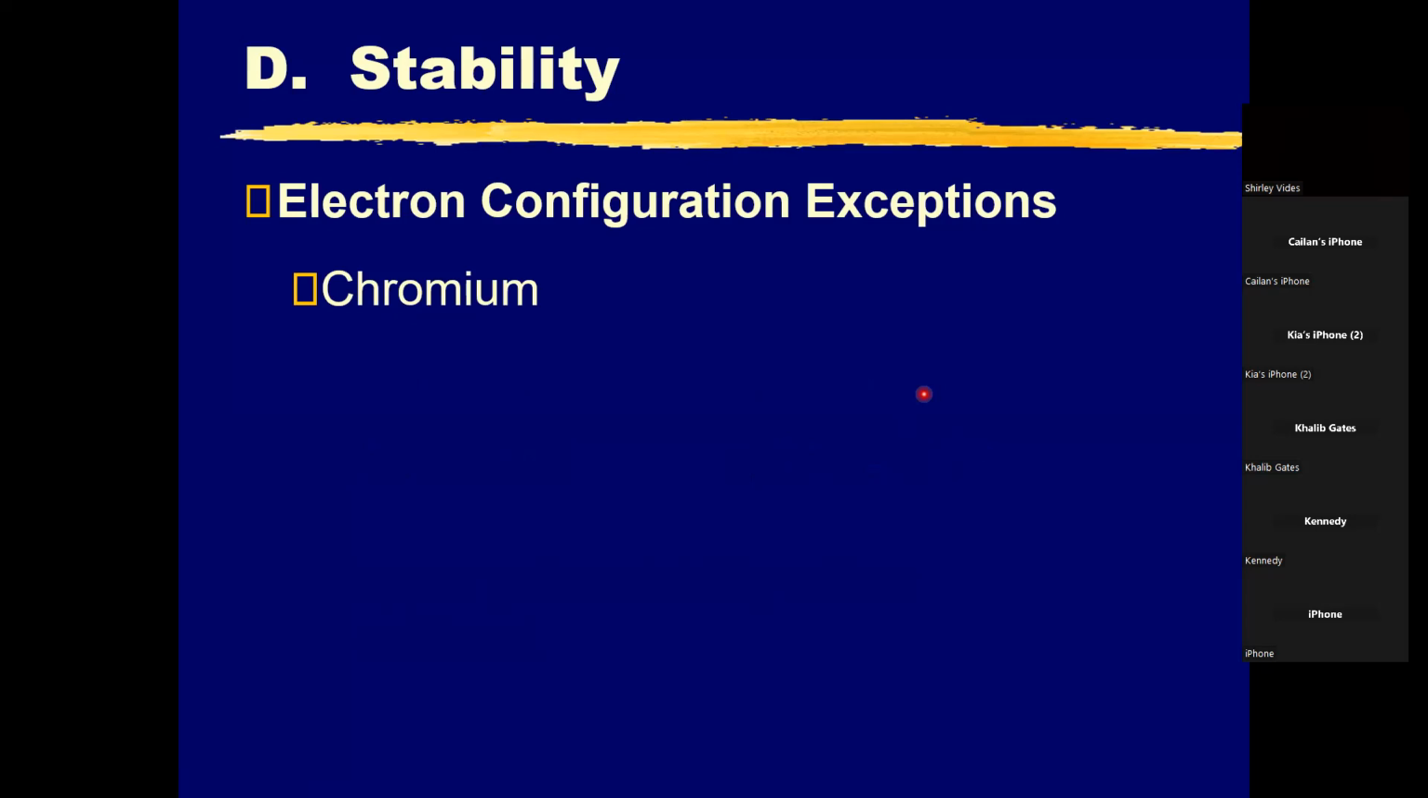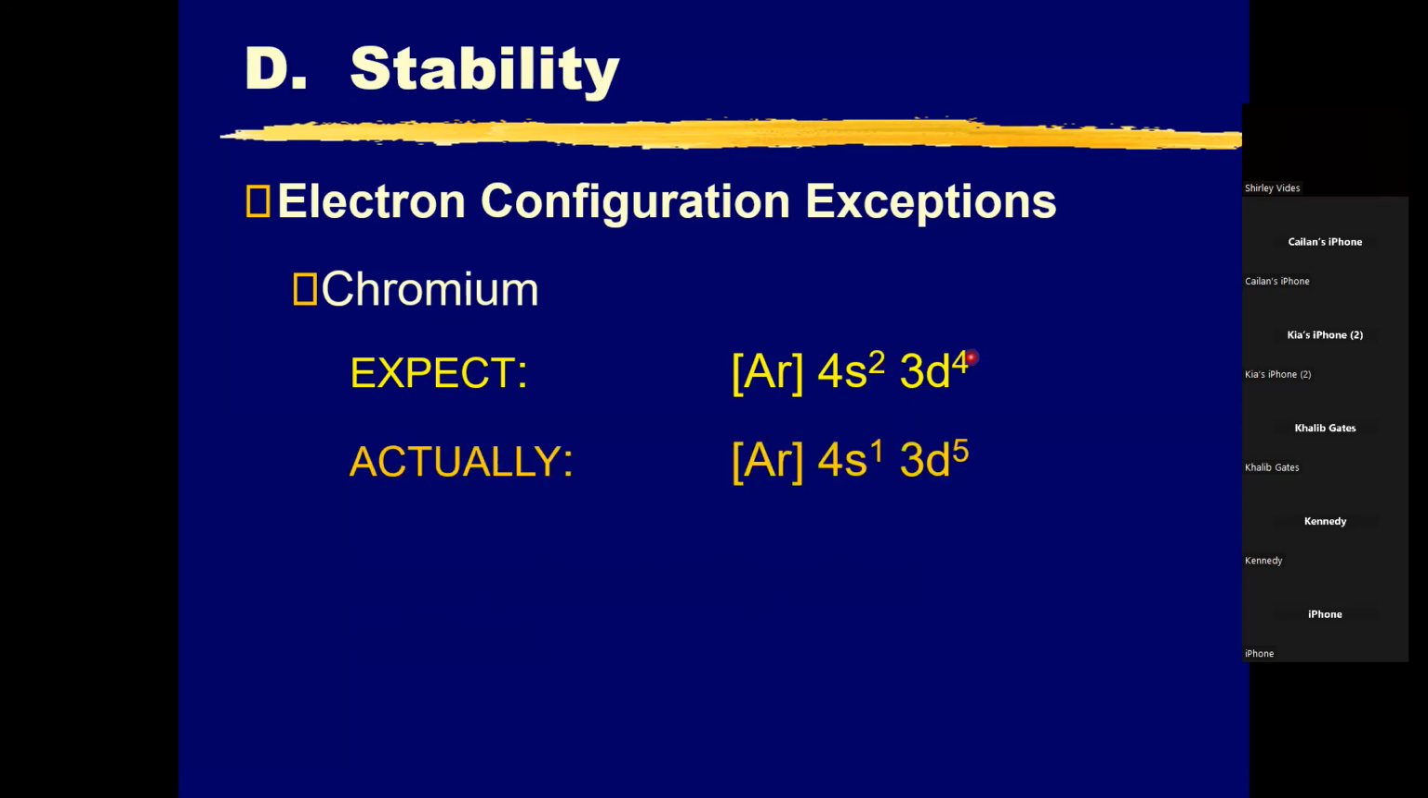Chromium is another exception. Look where chromium is. You would expect it as 4s2, 3d4, but instead, that S is going to move over to the Ds and give it half full status. A half full status is much more stable. Therefore, it changes its configuration just because of that.